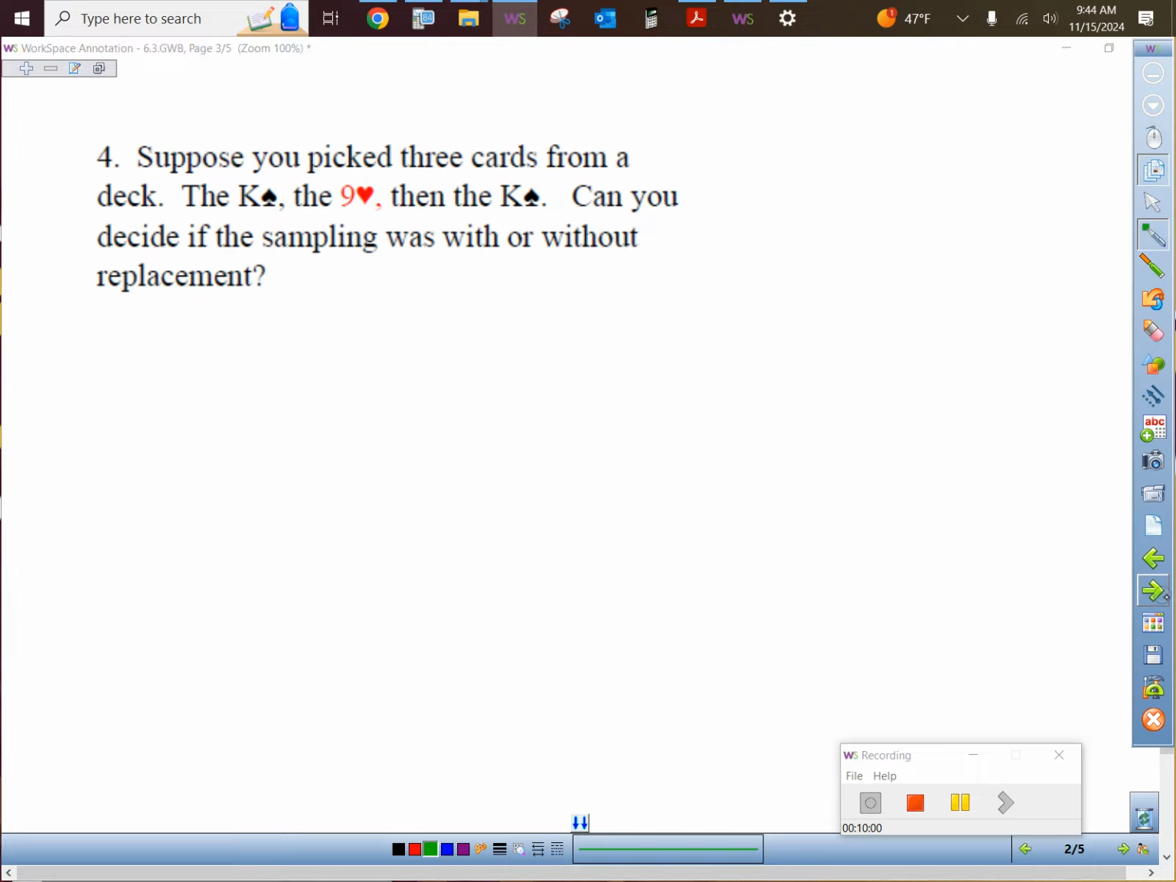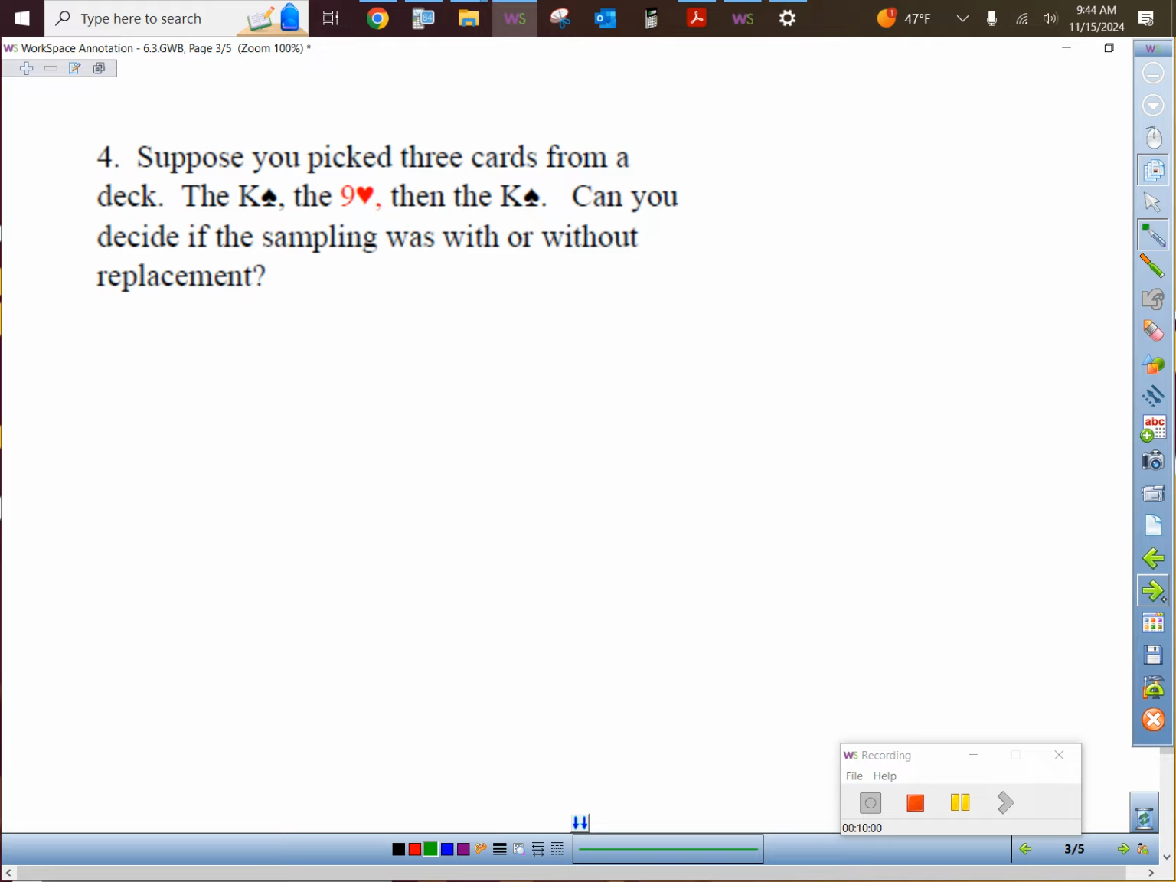Cool. Here's a good one. Suppose this happened. Suppose I got this deck of cards right here. I pulled out 3 cards. The first card I pulled out was the King of Spades. If you are not sure what these symbols mean, just ask me, and I'd be happy to tell you. It's out of the suits, the hearts, the clubs, the diamonds, and the spades. So first card I pulled out, King of Spades. Then I pulled out another card, the 9 of Hearts. Then I pulled out a third card, the King of Spades. Can you decide if, when I did that, I put the cards back in or I kept them out? Or should I say if I replaced them or did not replace them? King of Spades is what I showed you.